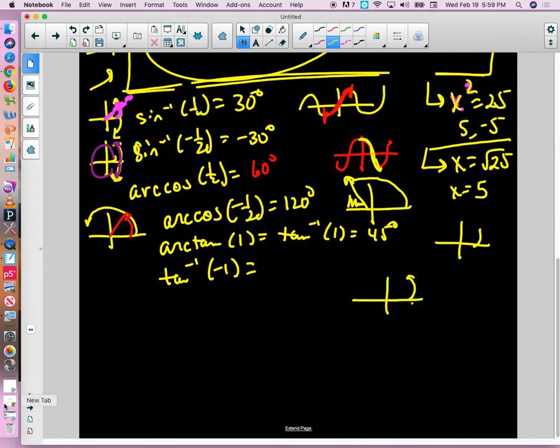Arctan, you can look up here or down here. Since you're looking for a negative, you would go down here, and the only answer we would accept is negative 45 degrees. Again, you could try to punch it in your calculator and see the same thing.